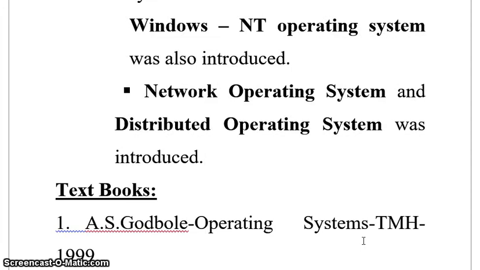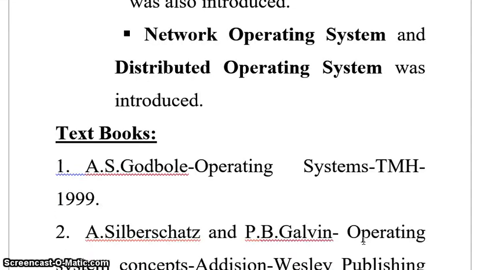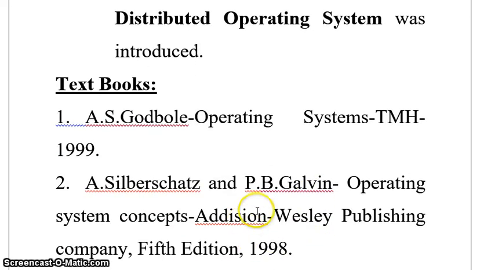After this fourth generation, now we are in the fifth generation, artificial intelligence. Many concepts have evolved. These things have been referred from two books: Godbole, and the diagrams have been referred from Godbole and Silberschatz and Galvin for the other concepts.